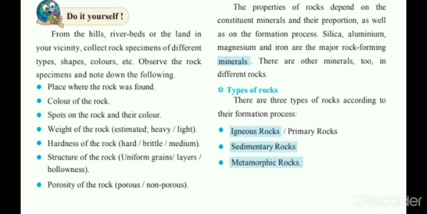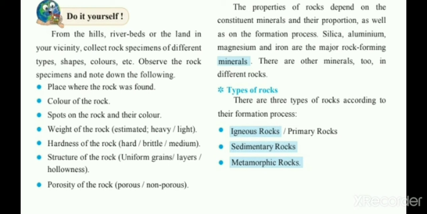Then observe the rock specimen and note the following. Whatever rock you collect, you have to note it as per the points given below: place where the rock is found, color of rock, spots on the rock and their color, weight of rock, hardness of rock, structure of rock, and porosity of rock. Porousness means whether holes are there. That also you have to note.